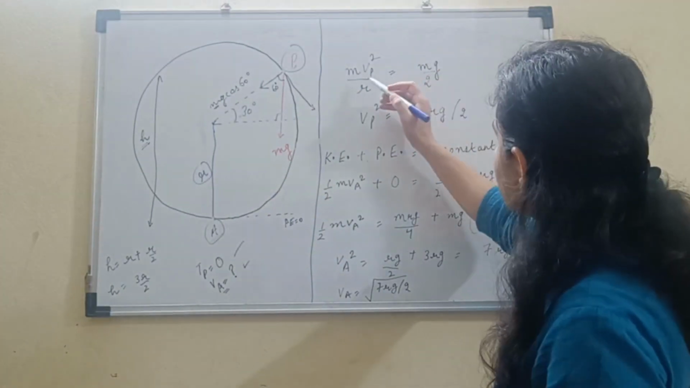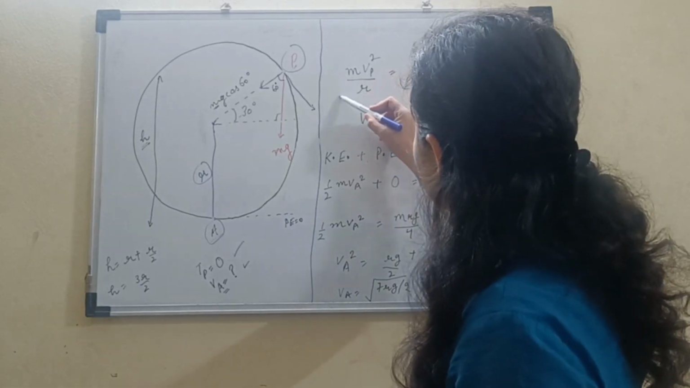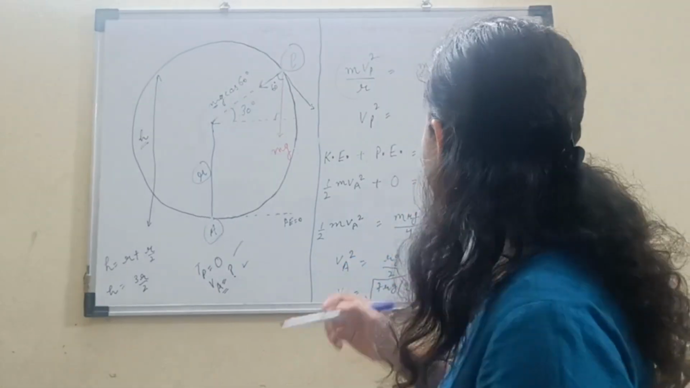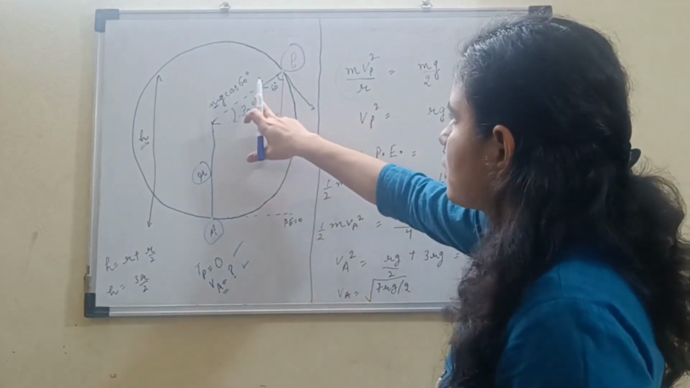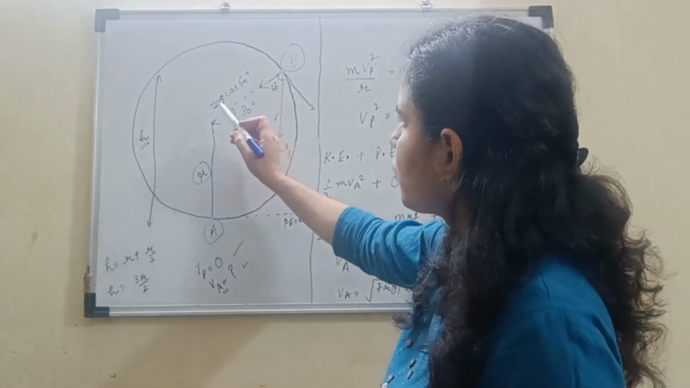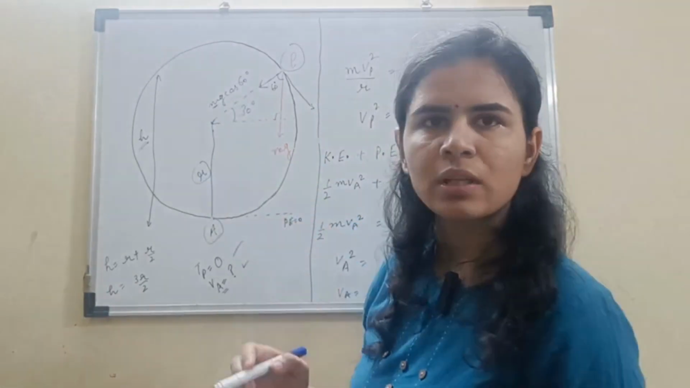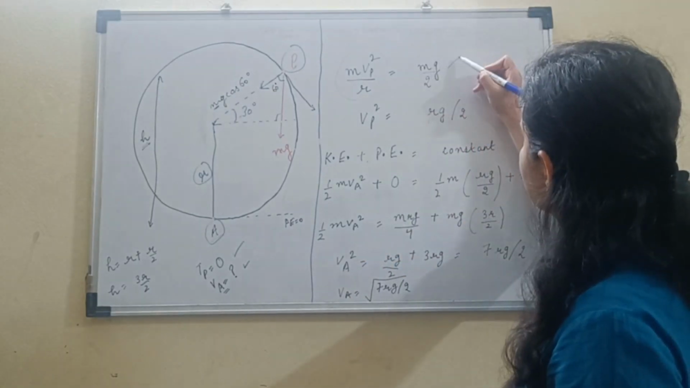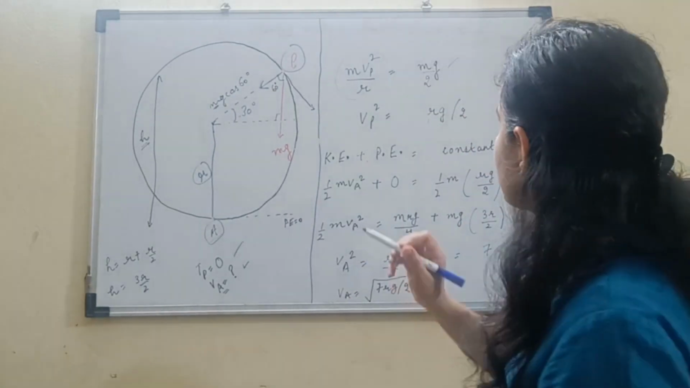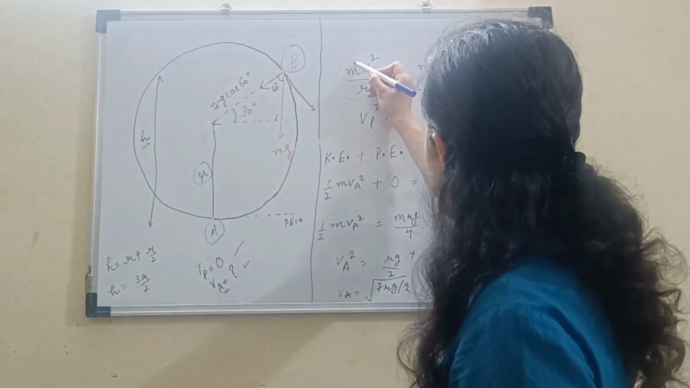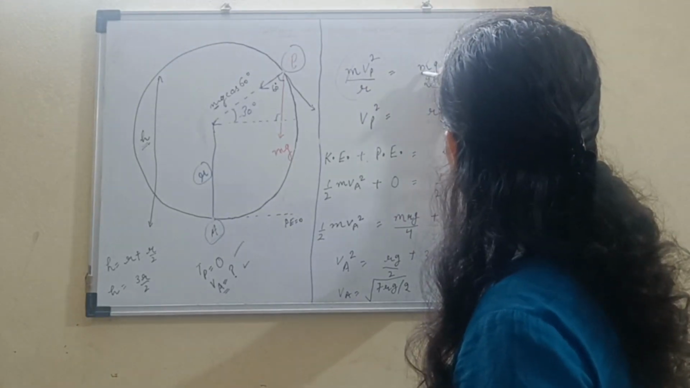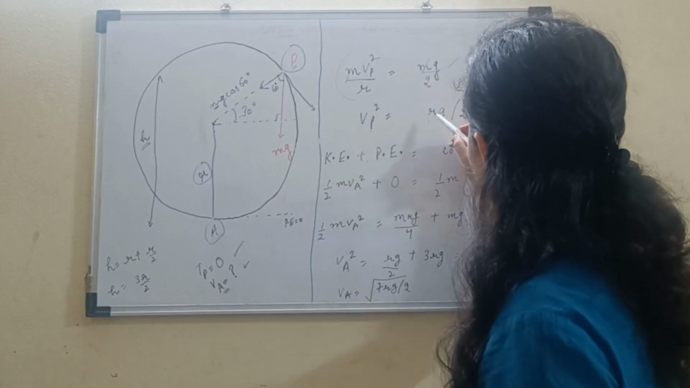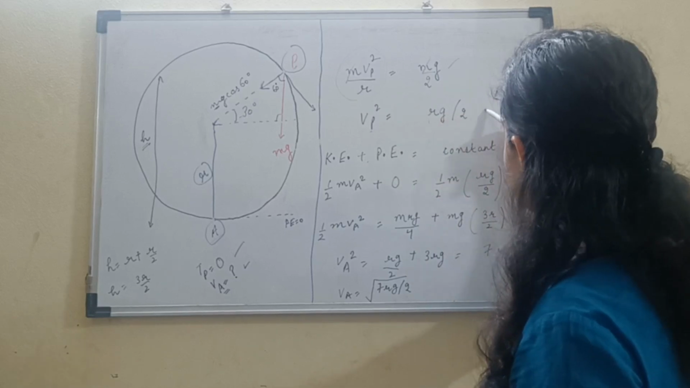So we'll write down this equation. This is the formula for the centripetal force, which is mv square by r, and that is equal to this component of the gravitational force, which is mg cos 60 degrees. What is the value of cos 60 degrees? That is 1 by 2. So this comes out to be mg times 1 by 2. Now simply cancel out this m on both sides. You will get vP square equal to rg divided by 2.